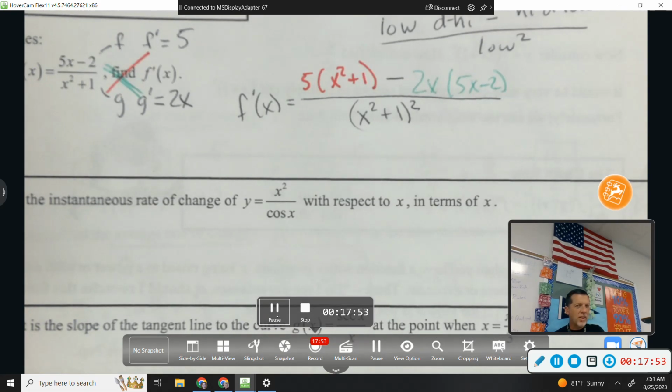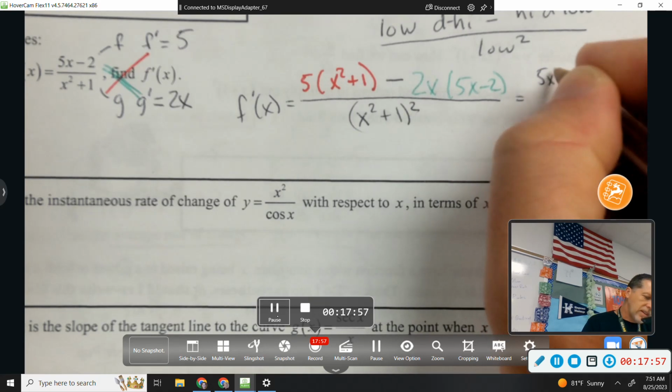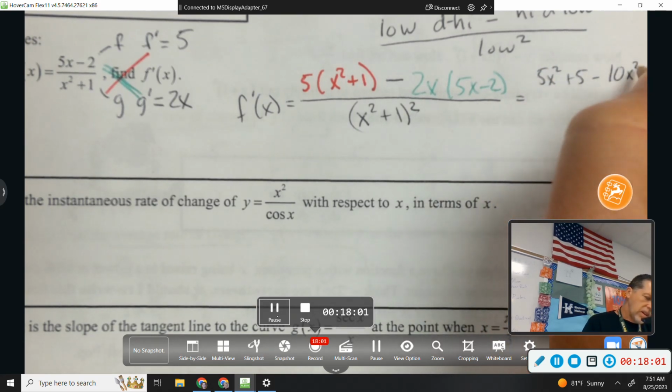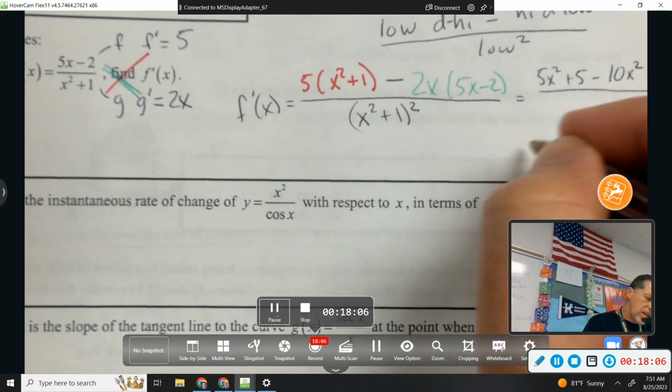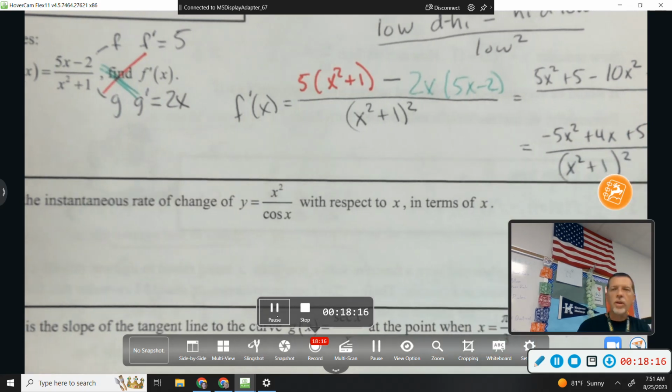Safe stop answer, but multiple choice is going to clean it up a little bit. So I'm going to distribute that minus 2x and then collect like terms. Negative 5x squared plus 4x plus 5 all over x squared plus 1 squared.